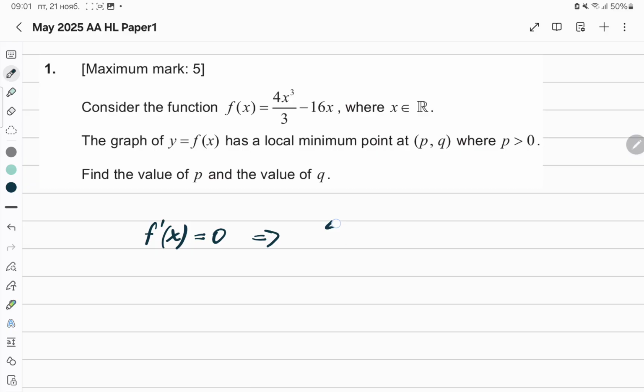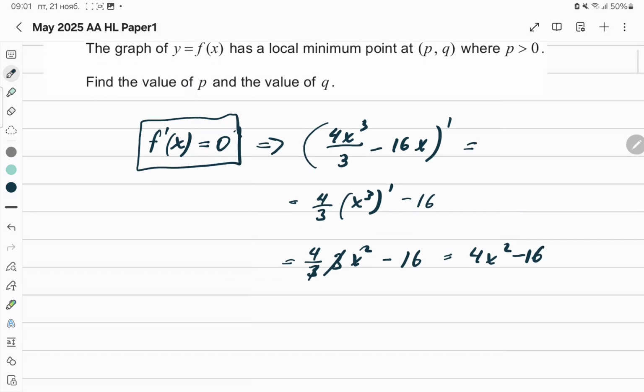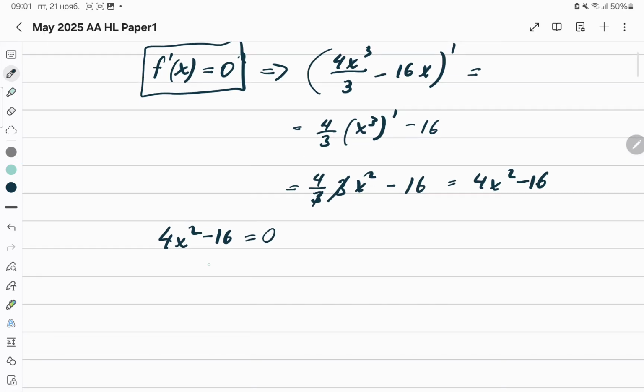So let's find the derivative of this function first: minus 16x, and then we take the derivative. 4 over 3, and the derivative of x cubed is 3x squared. So it's 3x squared minus 16, and we have 4x squared minus 16. Since it should be equal to 0, we equate this expression to 0. After this we have to solve for x.